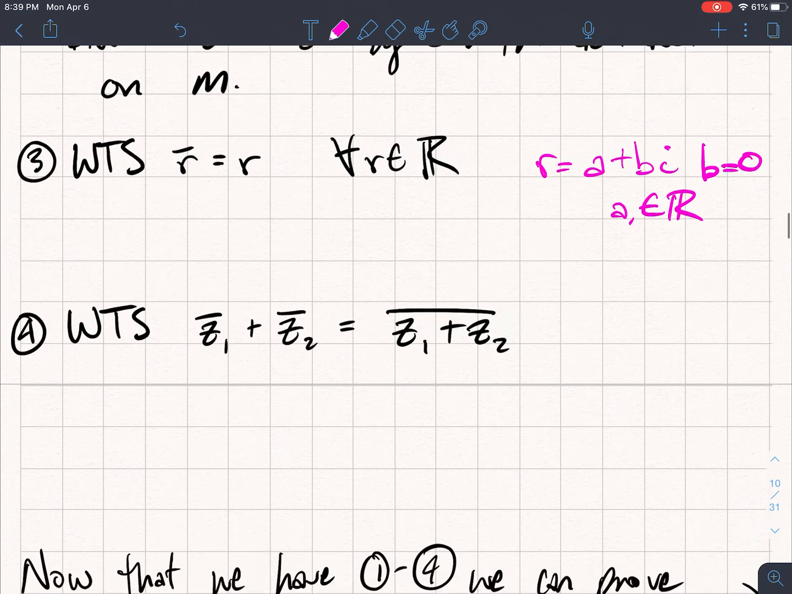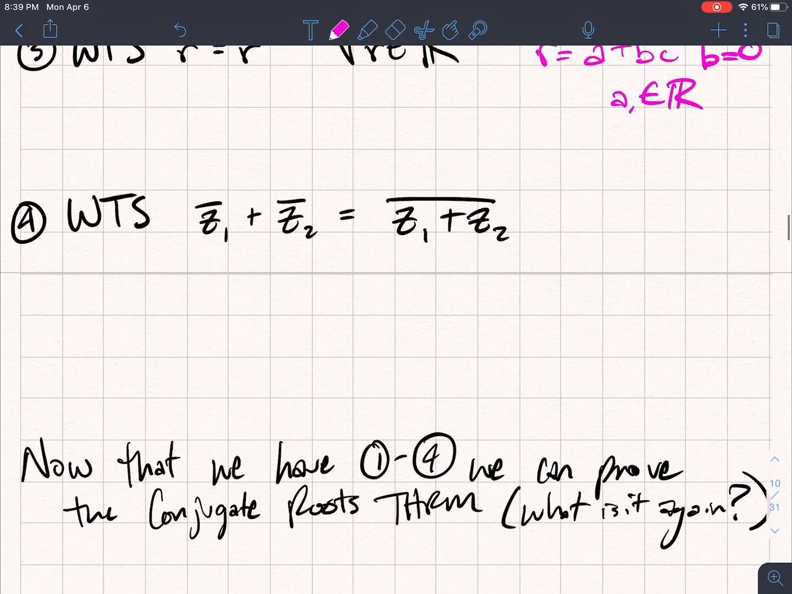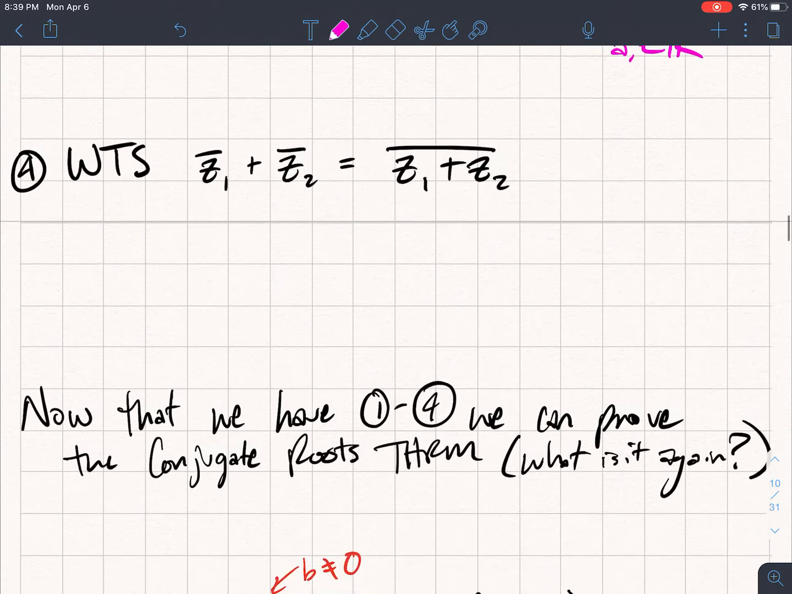Welcome back. I hope that went okay for you. Now that we have lemmas 1 through 4, we can prove the conjugate roots theorem. Wait, what was the conjugate roots theorem again? I forgot. That was too long ago.